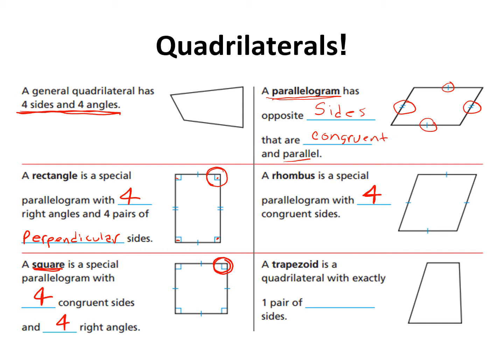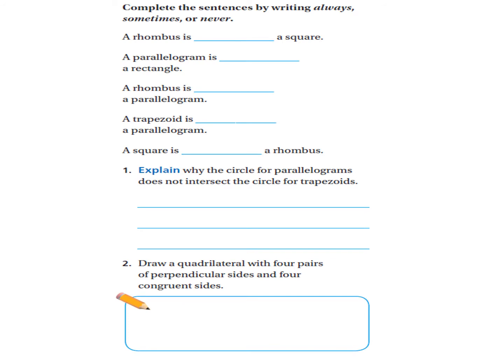And a trapezoid is just a quadrilateral with exactly one pair of parallel sides. This side and this side are parallel to each other. Okay, good. So a rhombus then is sometimes a square. When is it a square? That's right, when it has right angles. Well, a parallelogram is also sometimes a rectangle. When is a parallelogram sometimes a rectangle? Yeah, again, if it has right angles.